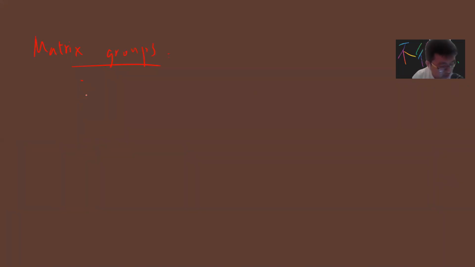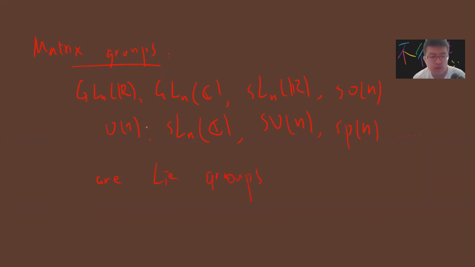Most of the Lie groups, at least in my context, are matrix groups. So the general linear group over the complex numbers, SL(n, R), the special linear group, SO(n), and also unitary groups, the special linear group with complex numbers, SU(n), and also the symplectic group are Lie groups. Basically, most of the interest that people care about are the matrix groups.